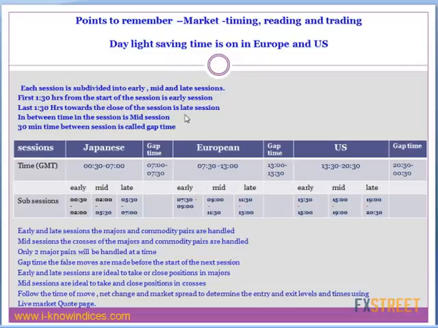So they always handle 2 pairs at a given time. And in the early and late sessions, they handle the majors. Mid sessions, they handle the crosses. And gap time, they make the false move. And normally during the European and US session, they make the intentional or the extended move. During the trend reversal, they make an extended stop, and that is what they had done on Thursday.